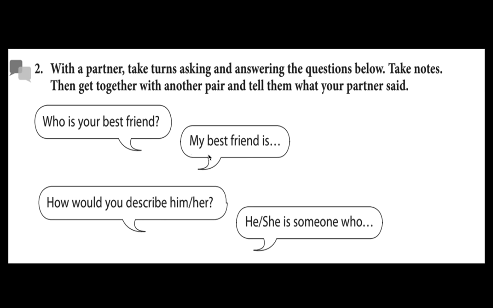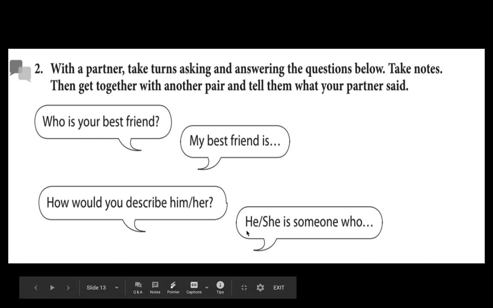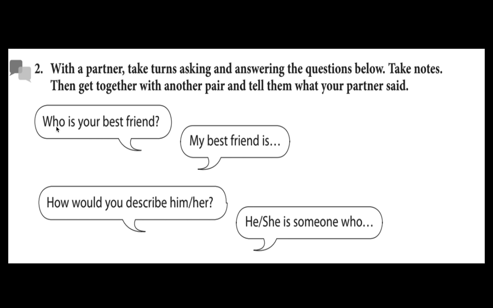So who is your best friend? My best friend is someone who, a person who. How would you describe him or her? He is someone who, blah, blah, blah. Okay, or you can say, who is your best friend? My best friend is Son Heung-min. How would you describe him? He is someone who is active and funny.